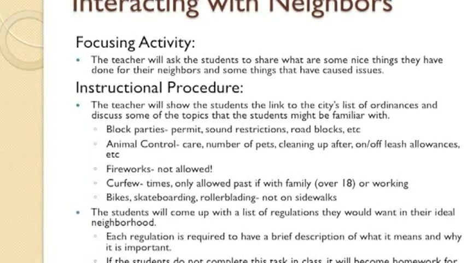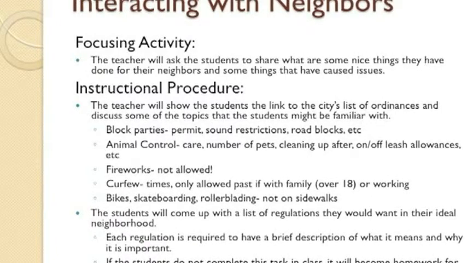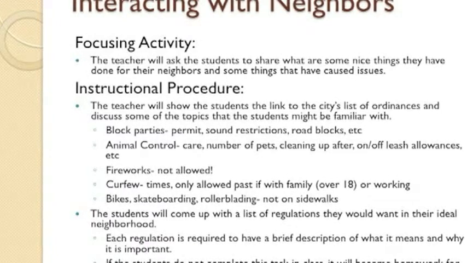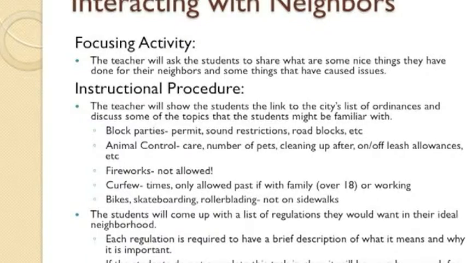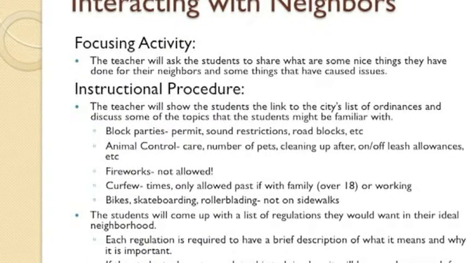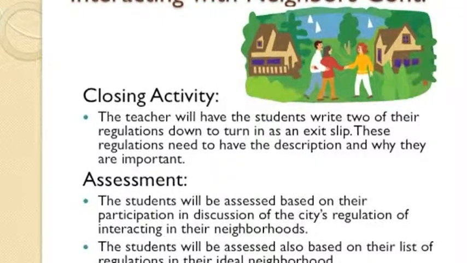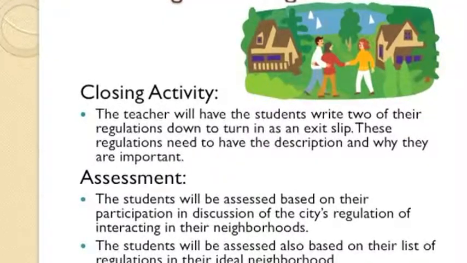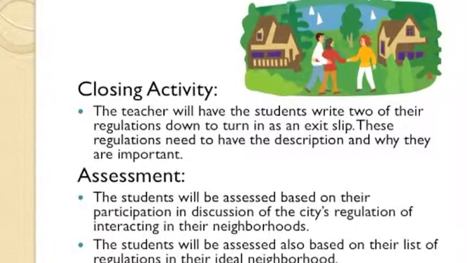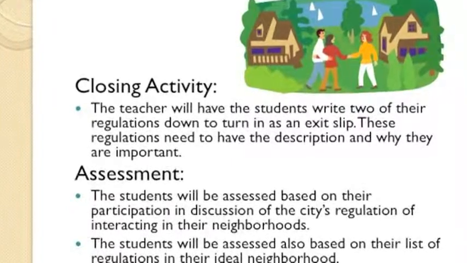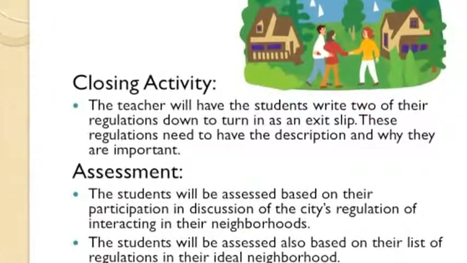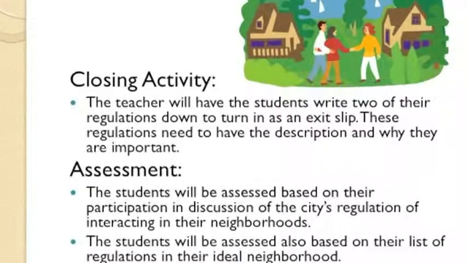I just have them listed here, some of the different things, like block parties with your neighbors and the guidelines for that, and animal control. Then they would come up with lists and regulations for how they want their ideal neighborhood to be and how they interact with the people in their neighborhood. And then they'd write a couple of the regulations down as an exit slip. And then they'd be assessed based on their participation and what they talked about.